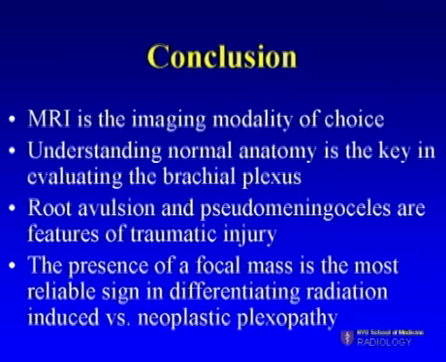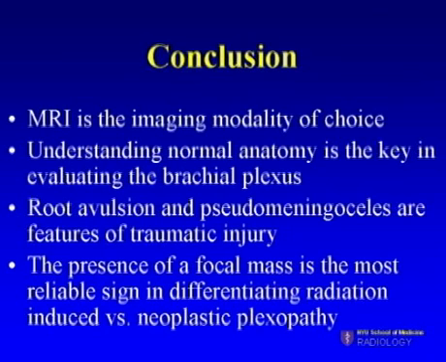In terms of traumatic injuries, which may be responsible for about 50%, again, these tend to be in the perinatal period in young kids, as well as young adults from traumatic injuries. And the things to really look for are root avulsion and pseudomeningocele formation, which really clues you in that there may be traumatic injury to the brachial plexus.